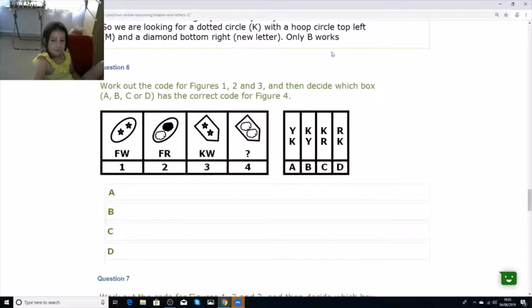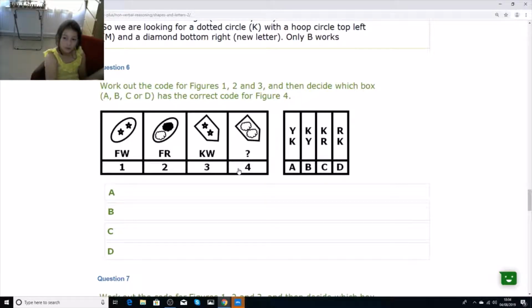Question 6. So here we have 2 types of shape, an oval and a sort of arrow shape. And inside of them we also have 2 varieties of shape, clouds and stars. So let's see. F, the first letter, 1 and 2 share. This is the characteristic of being an oval. So K must mean being an arrow. So 4 must have K because it is also an arrow. So it's either B or C now. We've quickly eliminated A and D.